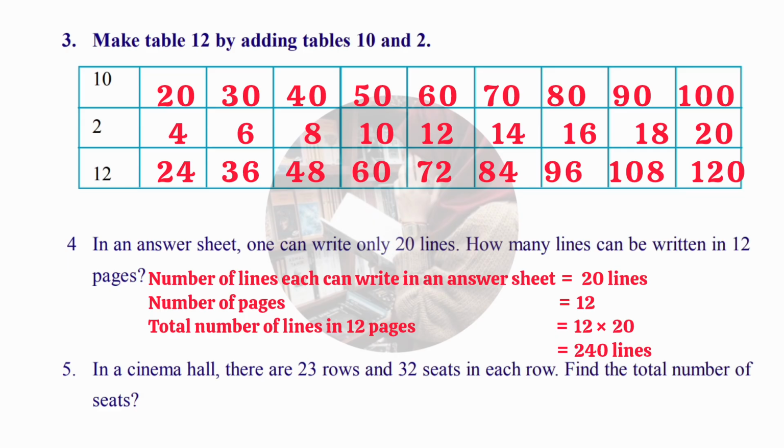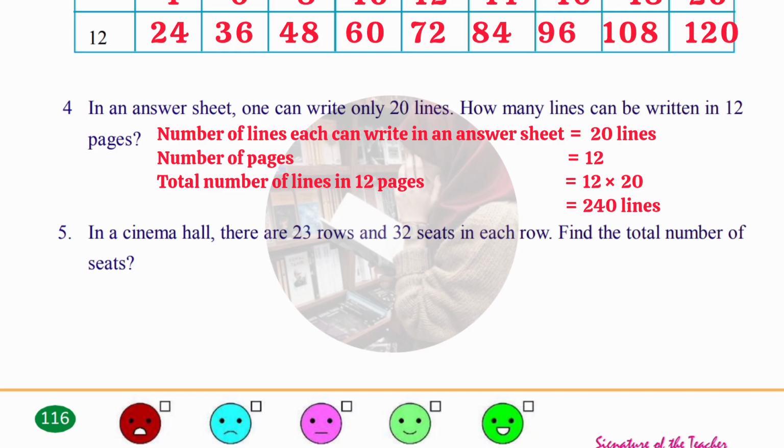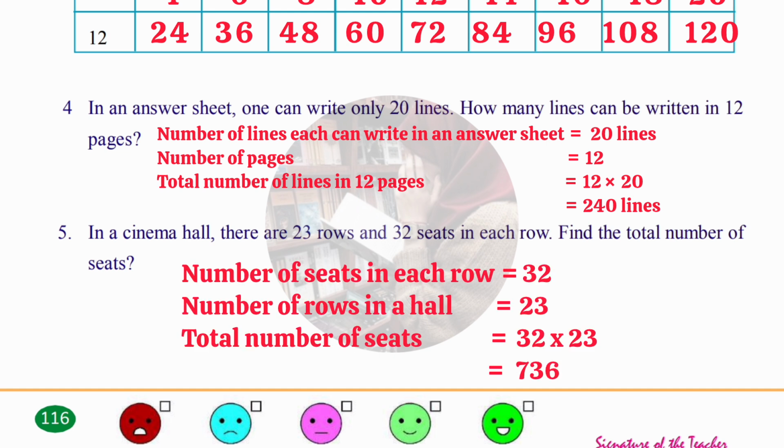Got it, guys? Okay. Now we'll move to the fifth question, which is, in a cinema hall, there are 23 rows and 32 seats in each row. Okay, find the total number of seats. Let's see the answer. Number of seats in each row. How many seats are given in each row? 32. How many rows are there in the cinema hall? There are 23 rows.